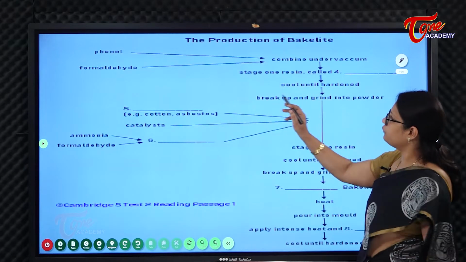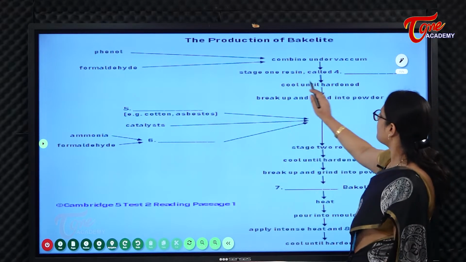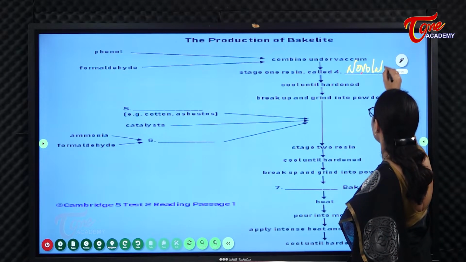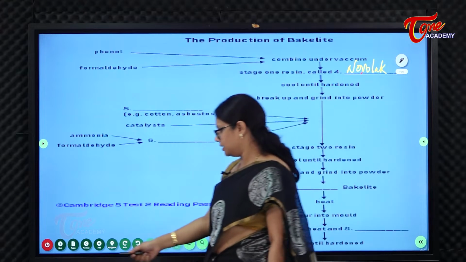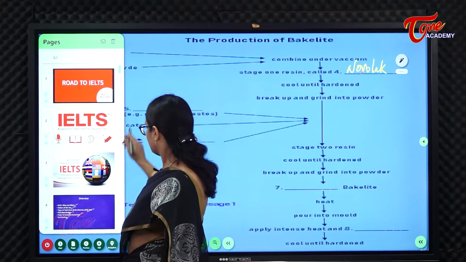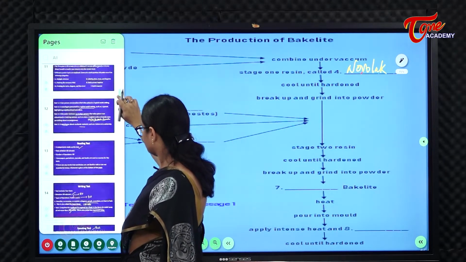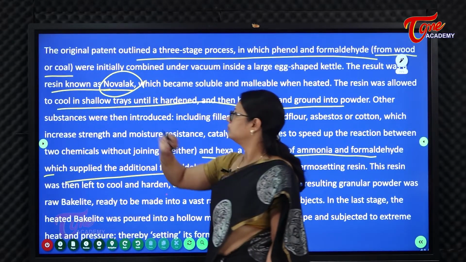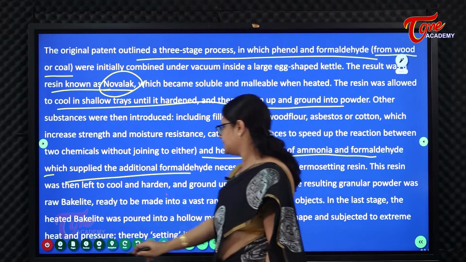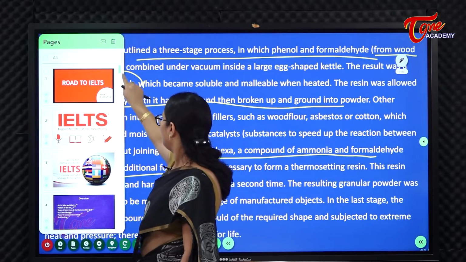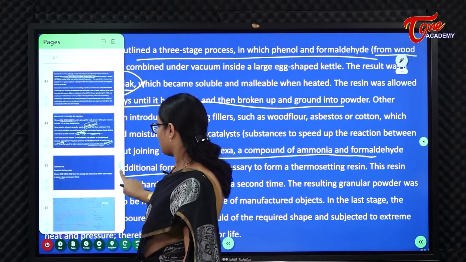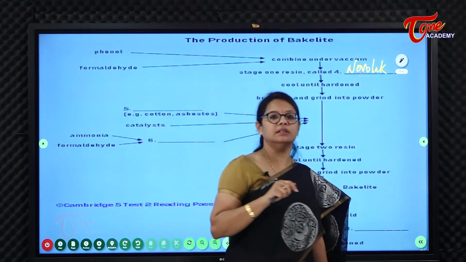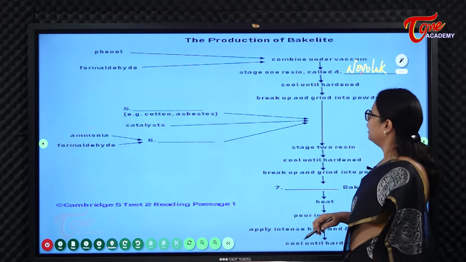Production of bakelite. Phenol and formaldehyde combine under vacuum. Stage 1 resin is called novolac. If you go back and check the pages, you will understand that we have underlined the word novolac. I'll show you. That's the reason I said it is important for us to know where we stand and how we are trying to identify the keywords. Now moving on.